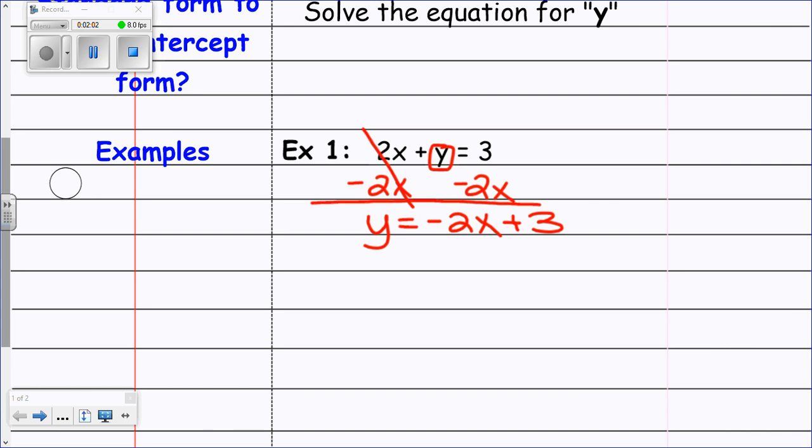So now in slope-intercept form, that equation is y is equal to negative 2x plus 3, where we know that the slope is negative 2 and the y-intercept is a positive 3. Okay. All right, so we'll try another one.